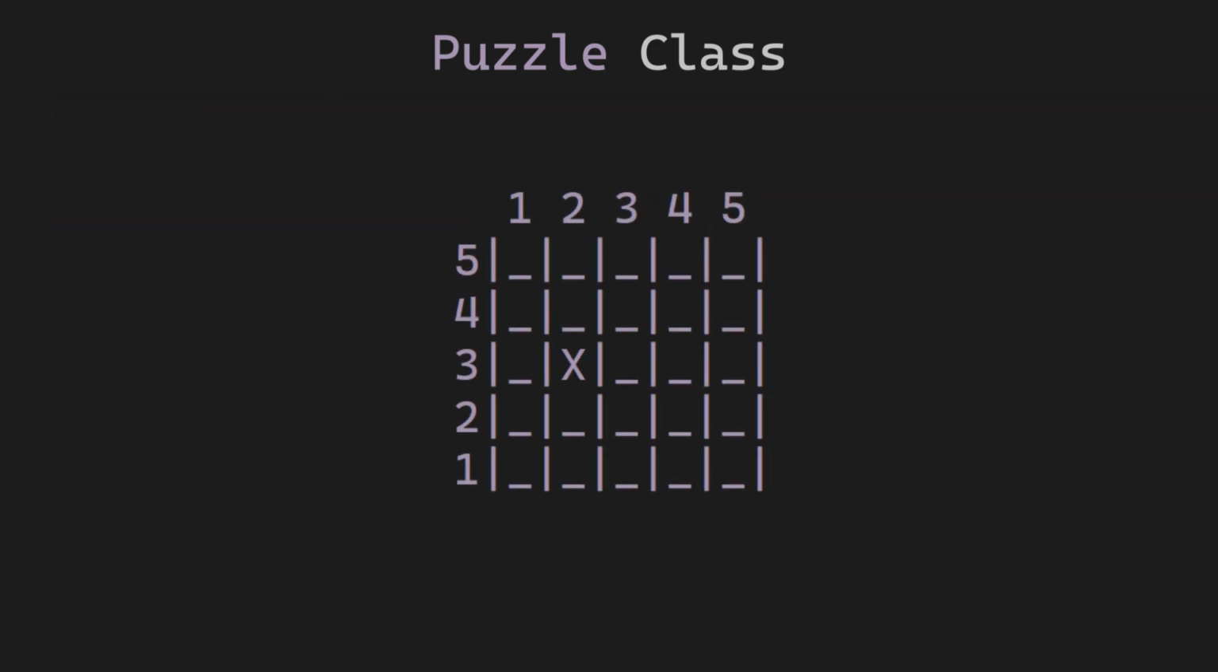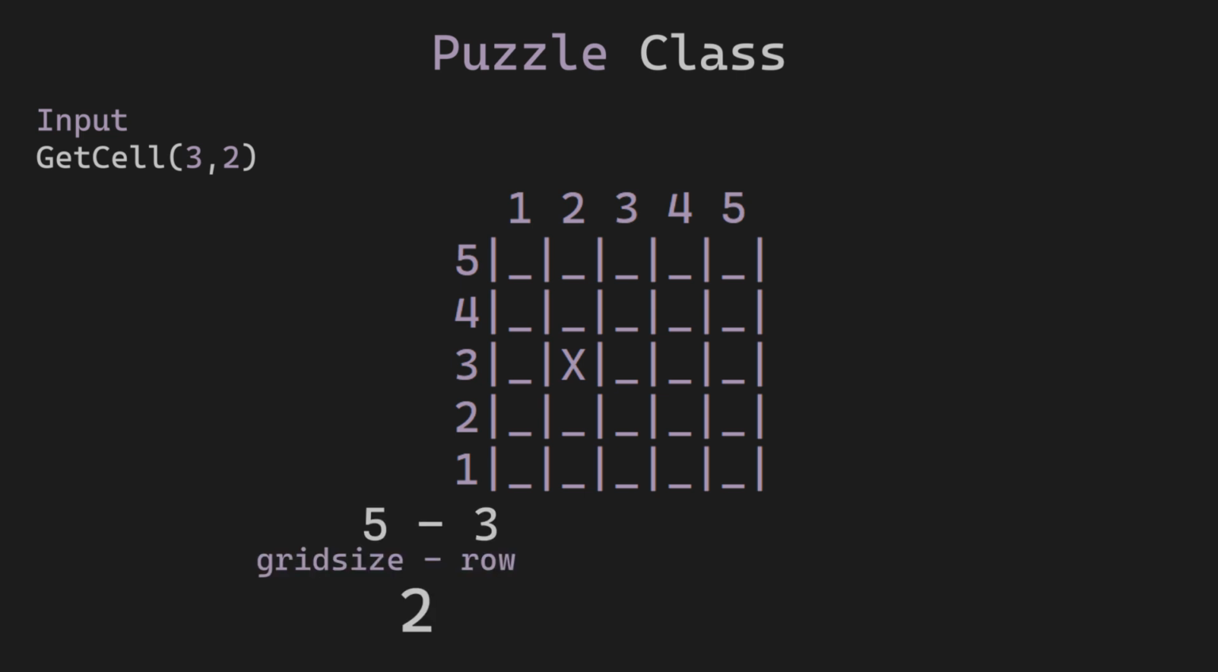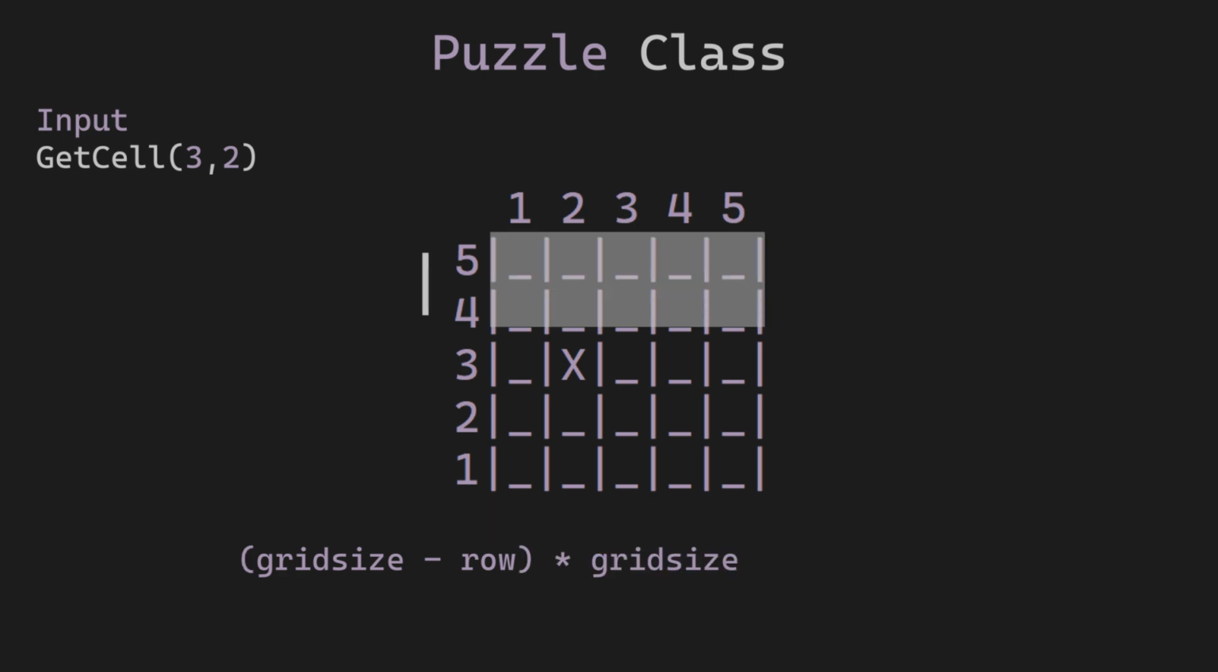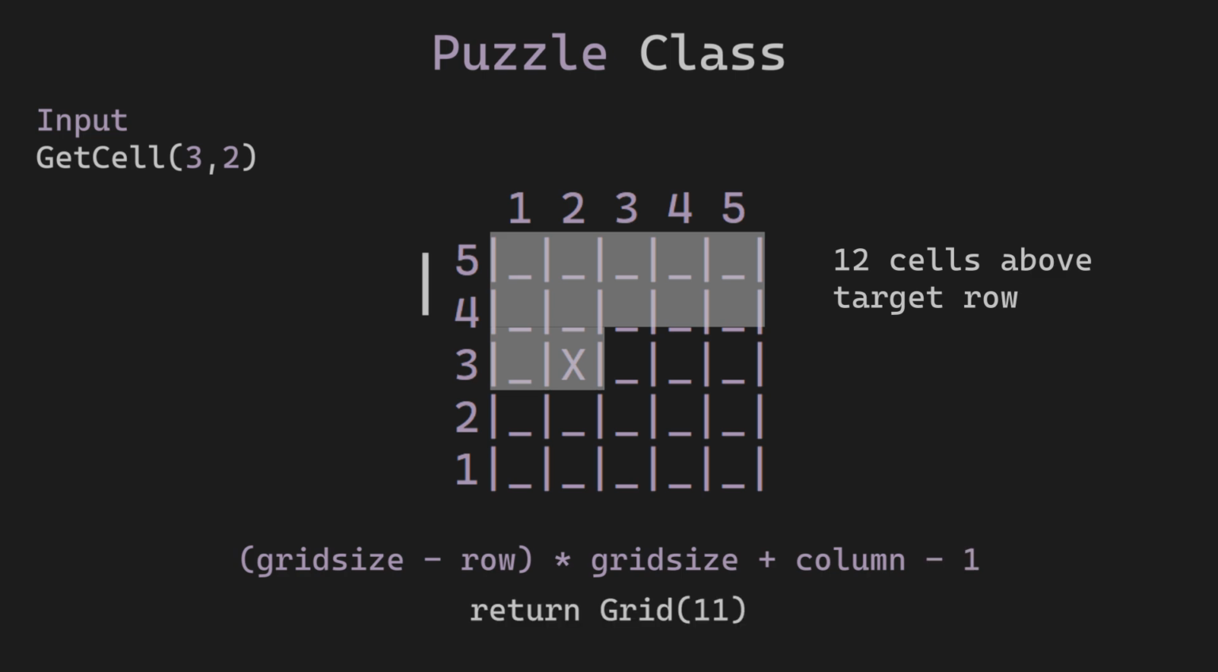Let's go through an example in a 5x5 grid. Imagine we want to grab cells 3, 2. First, we perform grid size minus row. 5 minus 3 gives 2. That's how many rows we have above our target. Then we multiply it by our grid size to get the number of cells above our target's row. 2 multiplied by 5 is 10. Now we add on our column count. 10 plus 2 is 12. However, we are not quite there. Elements in a list start from 0, so we need to take away 1 from the result to get the index for the target cell.